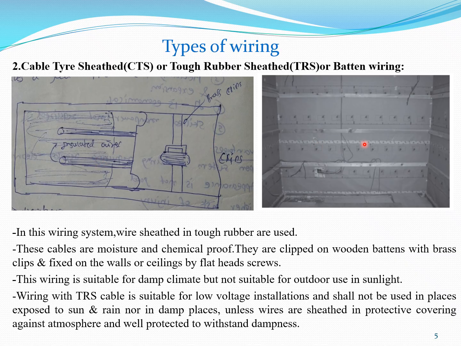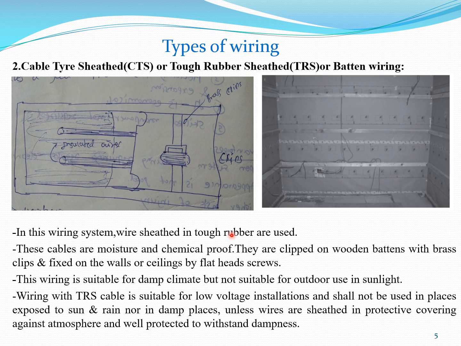In this type of wiring, wires sheathed in tough rubber are used. These cables are moisture and chemical proof. They are clipped on wooden battens with brass clips and fixed on the wall or ceiling by flathead screws. This wiring is suitable for damp climate but not suitable for outdoor use in sunlight.